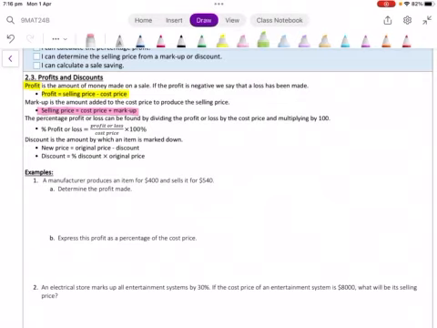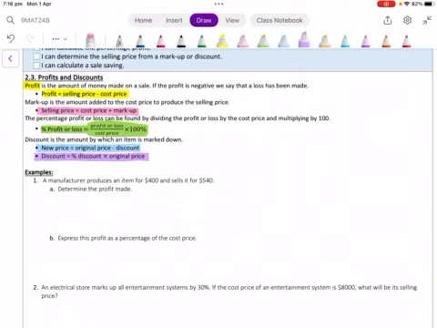We have the percentage profit or loss can be found by dividing the profit or loss by the cost price and then timesing it by 100 to get it as a percentage. We have discount, which is the amount by which an item is marked down. So we can get the new price equals the original price minus the discount. And we can work out our discount by going our percentage of our discount times our original price. So we have some examples here.